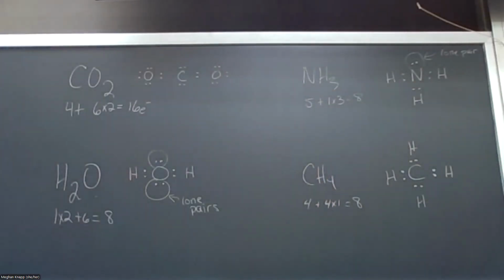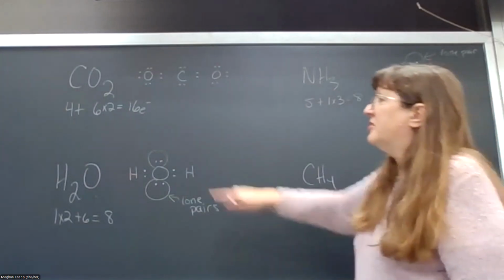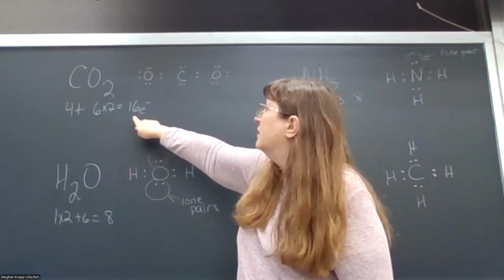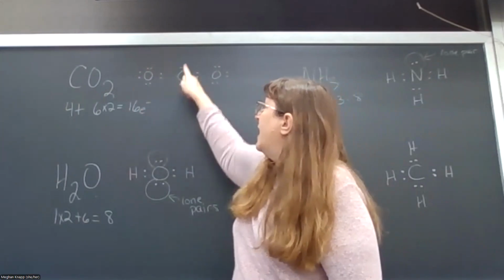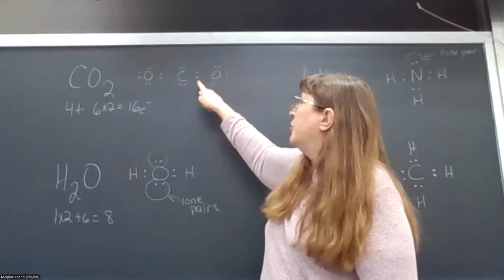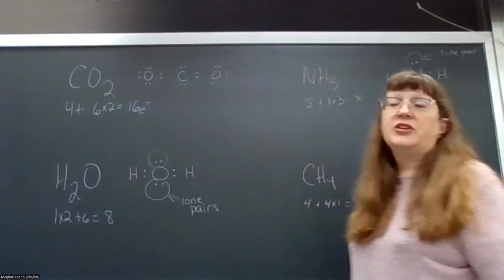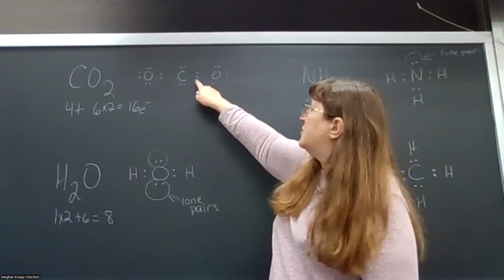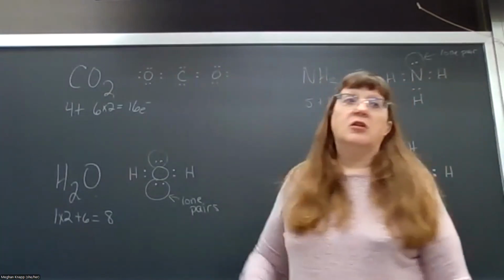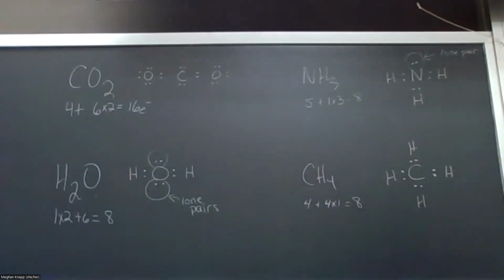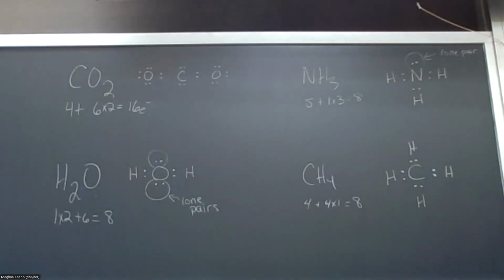Okay, so we said carbon dioxide was supposed to have 16 valence electrons. That's how many we counted here. But if we give every atom an octet, and remember the bonds, they get to share the electrons. So these 2 count for both the oxygen and the carbon. How many dots do I have on that structure right now? 20. So it's too many dots.